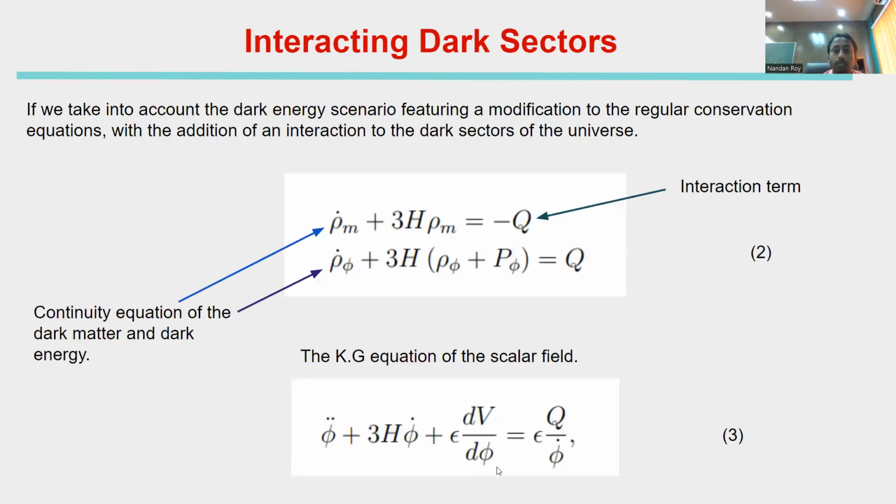For this work, we have considered the interaction between the dark sectors, that is dark energy and dark matter. Here we have the interaction term Q, and Q can be a function of anything. As you can see, these two densities are not separately conserved, but they are conserved as a total. If you sum them up, they are conserved. The Klein-Gordon equation for the scalar field is also modified because of this interaction term, in this form.